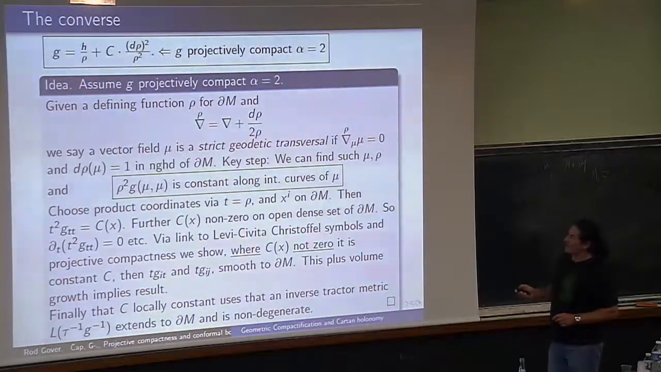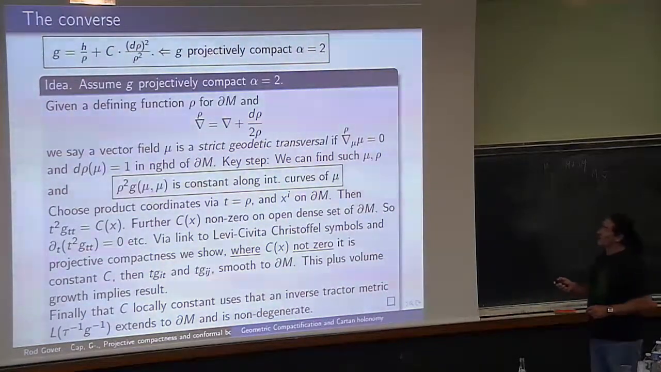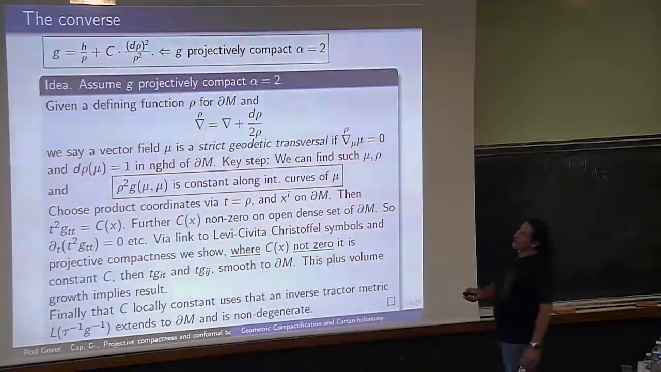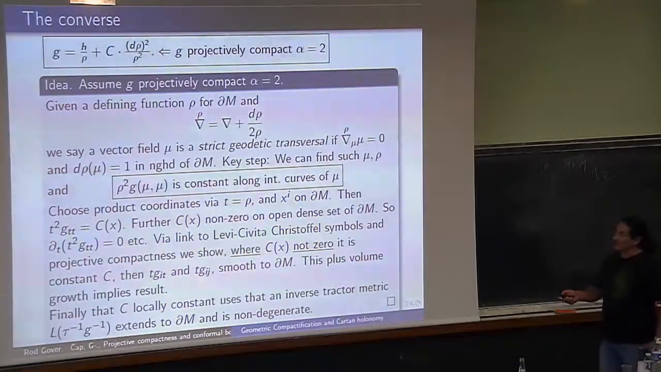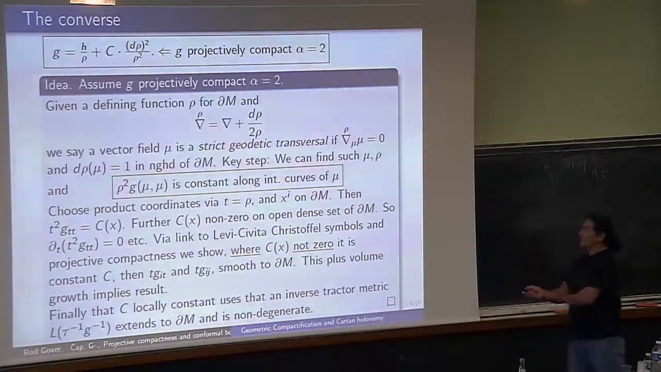So we define a vector field along the boundary to be what we call a strict geodetic transversal. If the vector field is geodesic for this connection that goes to the boundary, and is kind of d/d rho. We haven't picked coordinates yet, but this is the invariant way of saying it. So d rho acting on the vector field is 1 in a neighborhood of the boundary. Okay, well, it's easy to see you can do one of these things, but to do both of them, you have to solve some ODE, or family of ODEs, and you see that you can do that.